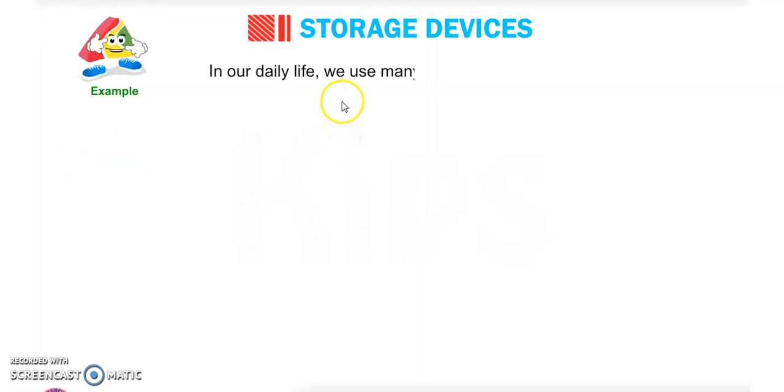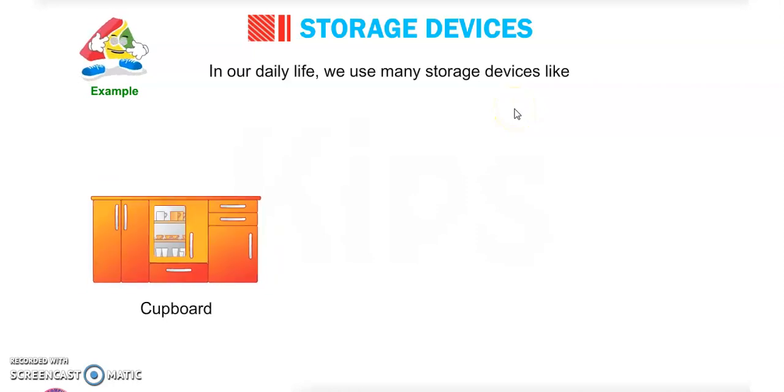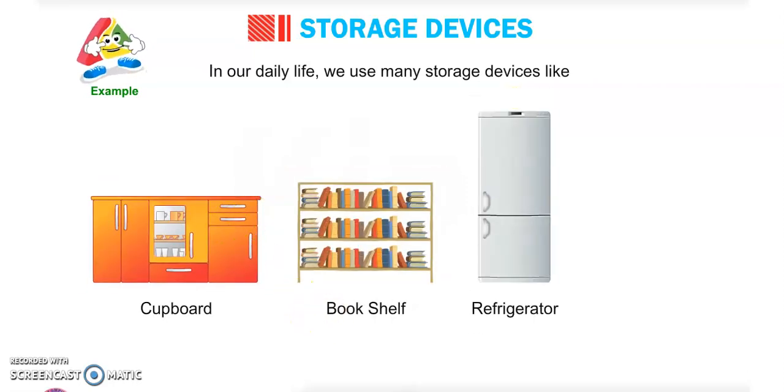Now our next topic is storage devices. We use many storage devices for storing our information on the computer. Storage is a place where we keep things. For example, in our daily life, we use many storage devices like a cupboard, a bookshelf for books, a refrigerator for cooling things, and like our school bag, we keep books and notebooks in our bag. So you see, a bag is also a storage device.